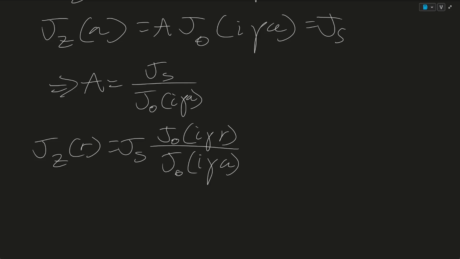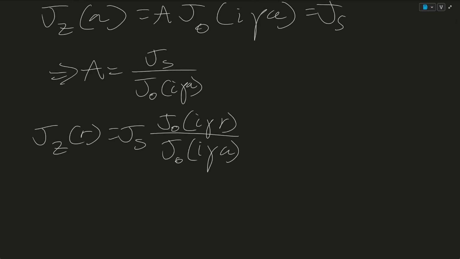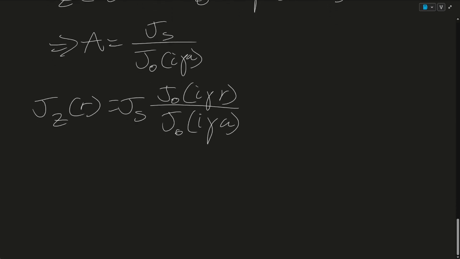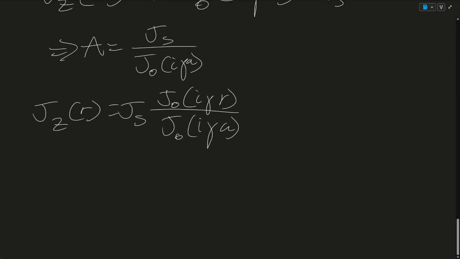J naught is goodness me. Can't concentrate. Okay, so Js is, so that gives us this distribution where Js is the current density at the surface, and J naught is the Bessel function of the first kind, where R is some radius.